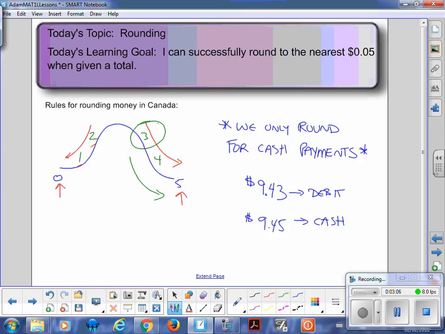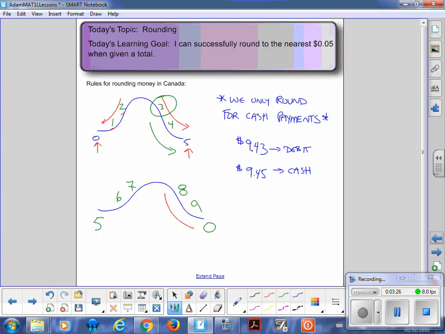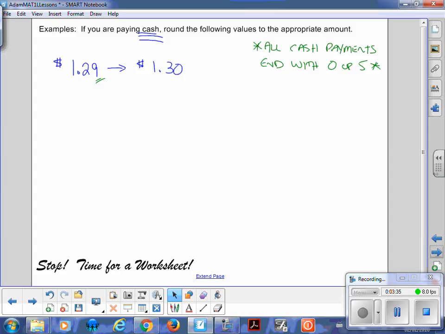If I go back to my rounding hill, I have to add a couple more numbers on there, or I should just do another hill. Same thing here. This time it's going to be a 5 at the end or a 0. So this is if we have an ending in 6, 7, 8, or 9. That tells you which way to roll down the hill. My first example ended in a 9, so we had to round up to the nearest 10, or nearest 5. So $1.29 will become $1.30.